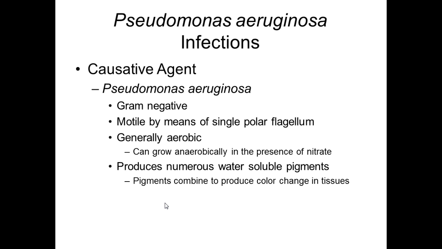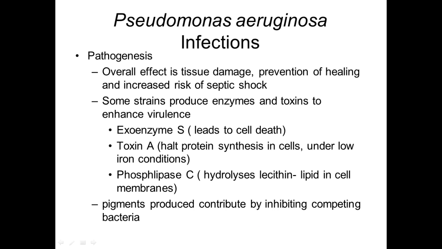And as we said, it produces these soluble, which means they're water-soluble pigments, right, that will discolor the tissue. So how does it make us sick? The overall effect is it causes tissue damage, and therefore it's going to prevent the healing of any wounds. And there's, of course, increased risk when it gets into the blood, and that it could cause septic shock. And remember, shock is that extreme drop in blood pressure due to widespread inflammation.